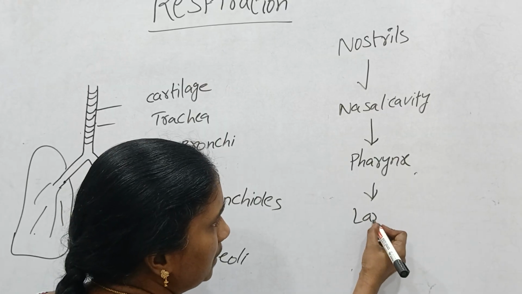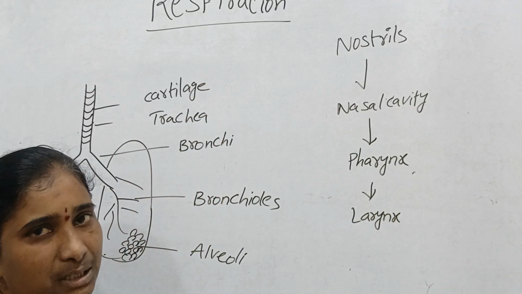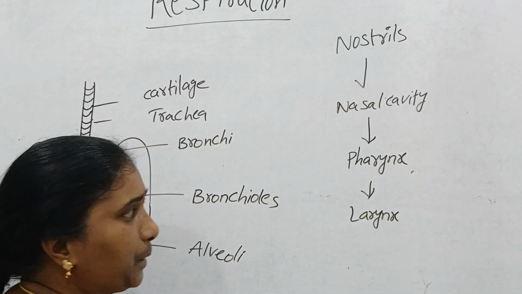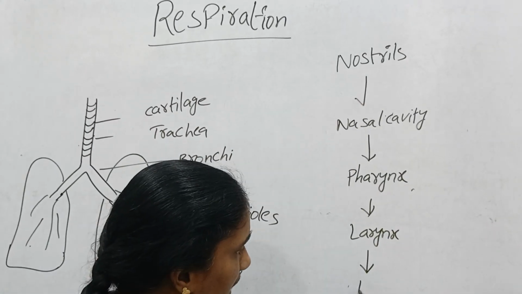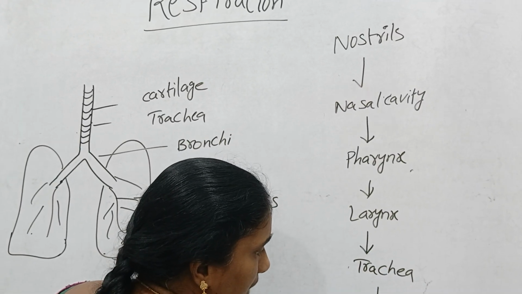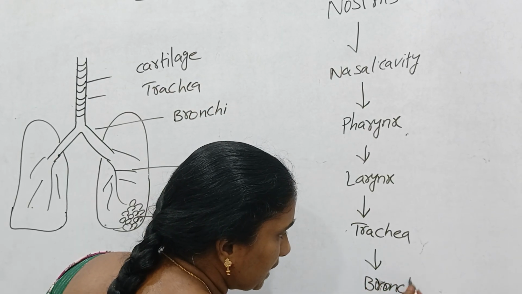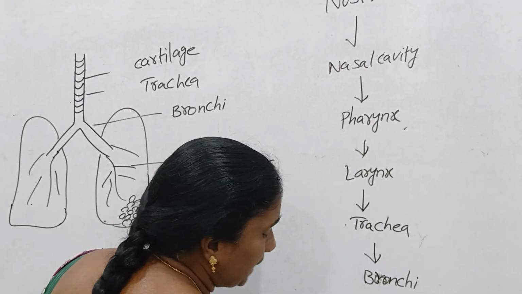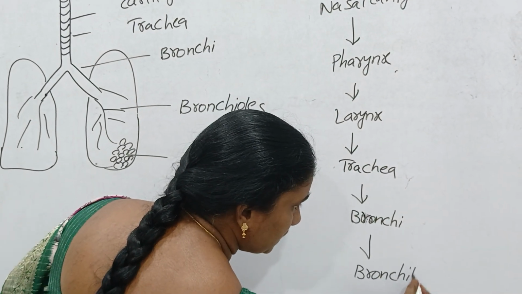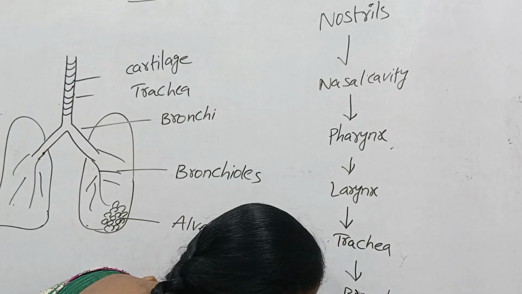From there it goes to larynx. Larynx is called voice box. Here when we talk something, the sound waves will be passed through voice box. Then sounds can produce. Larynx after trachea. Trachea further divides into 2 parts. Those are called bronchi. Bronchi further divides into small thread-like structures. These are called bronchioles. Finally, these bronchioles enter into lungs.